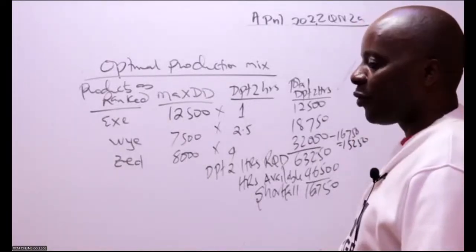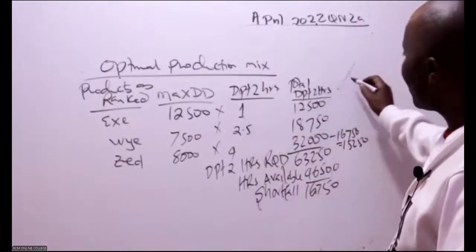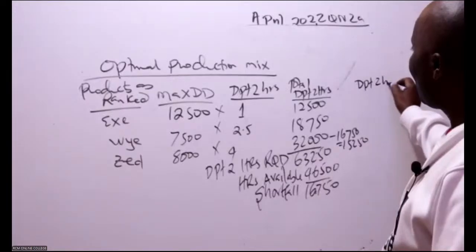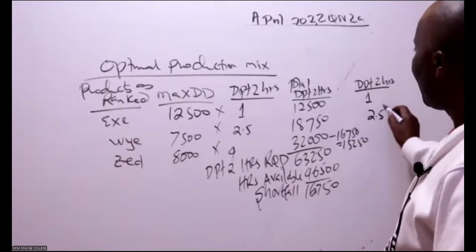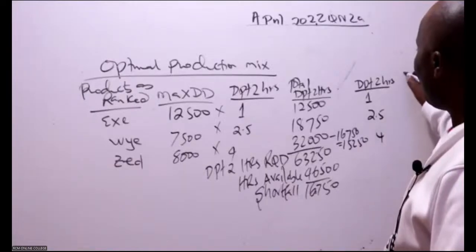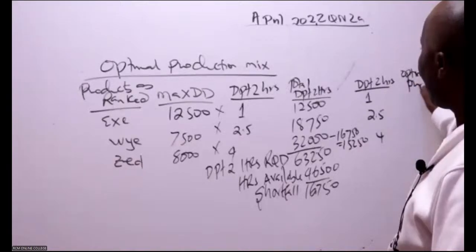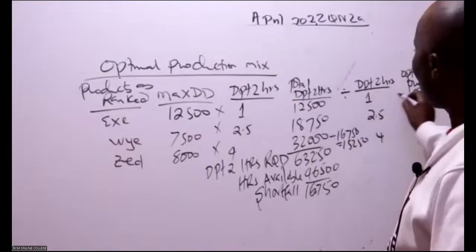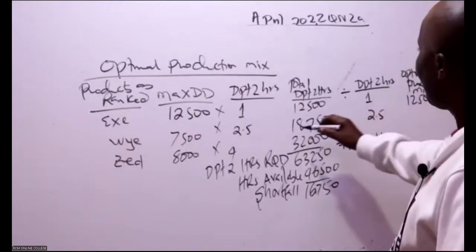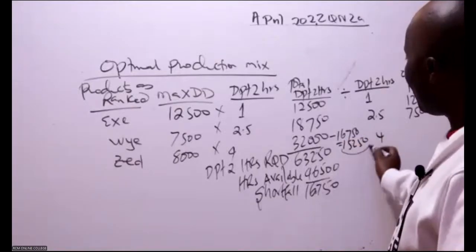15,250. From there, ladies and gentlemen, we will be able to come and rewrite this. Department 2, 2 hours, although you can avoid it if you are very good. 4, and then now you should be able to give me the optimal production mix by now dividing. So this will be 12,500. This will be 7,500. How about this? 15,250 divided by 4.